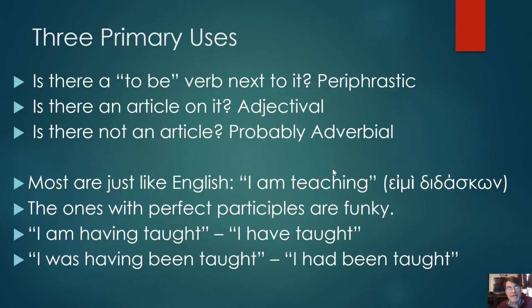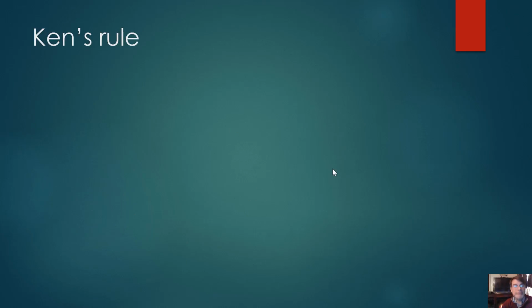Past had is what I used to say. Okay, Ken's rule. So we've got our starter translation. How do we get to the next step in our translation? So we started with the starter. How do we get going to the next step?